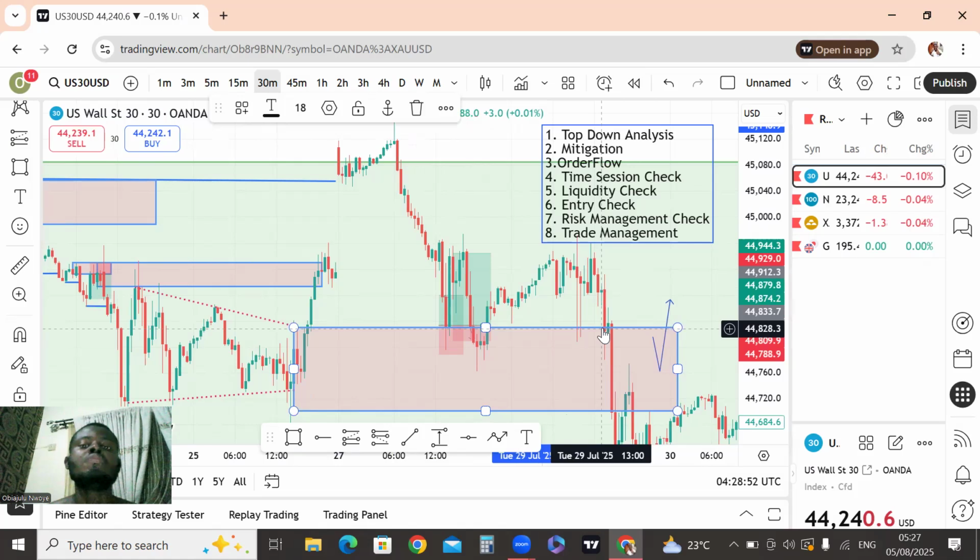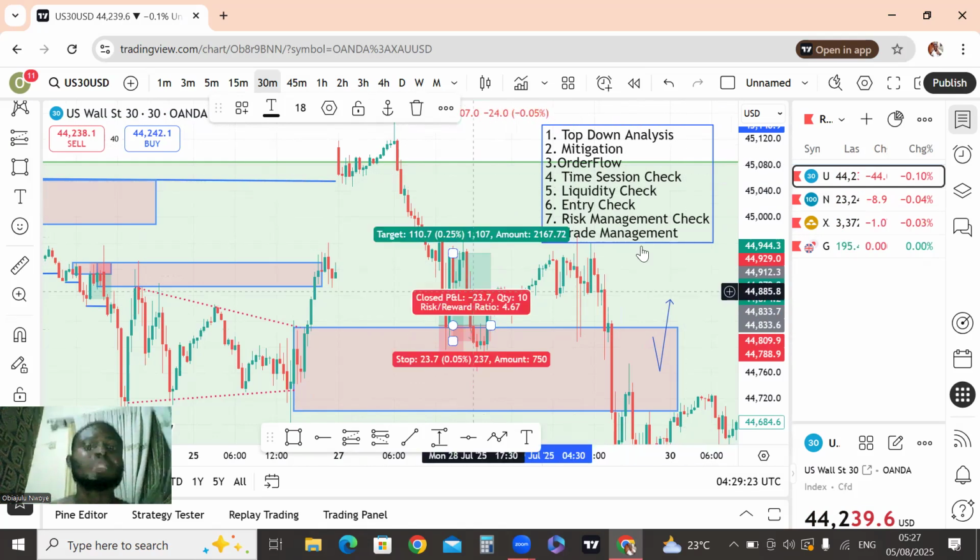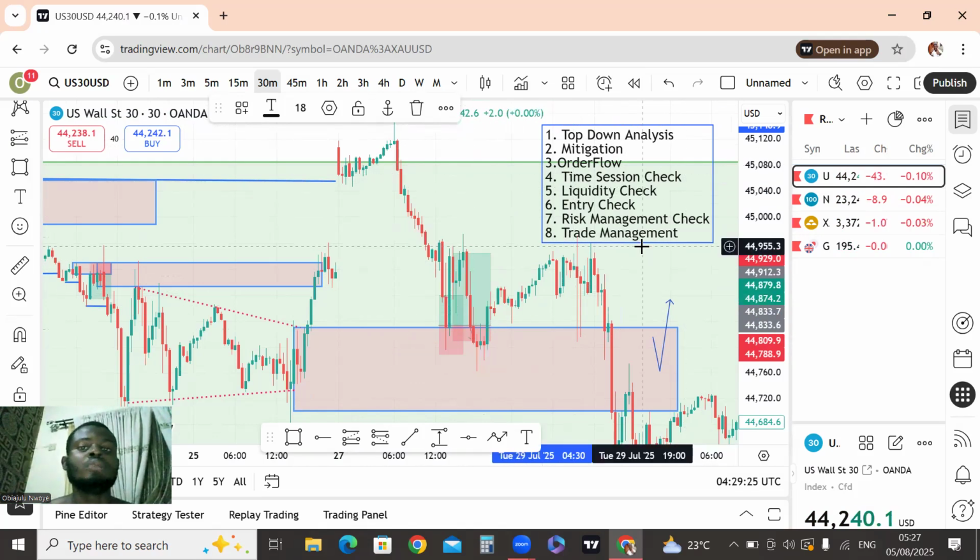Then I'll check for checklist alignment. Did I follow my checklist? All these things are written here. I'll start from top-down analysis again, mitigation check, order flow check, all those checks. So I'll check off all these things before I take a trade. For this particular trade, it met all the criteria. Top-down analysis was there. Mitigation has already happened. We are in line with the order flow, we are bullish. Time session, we took this trade between 8 a.m. and 4 p.m., which is London open to New York.